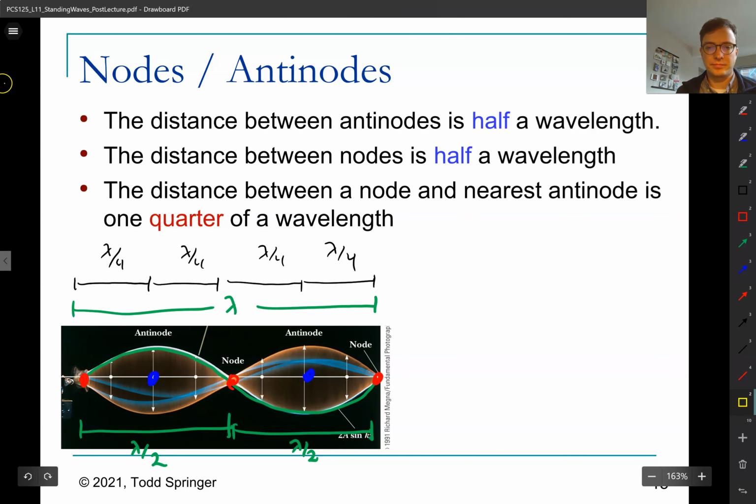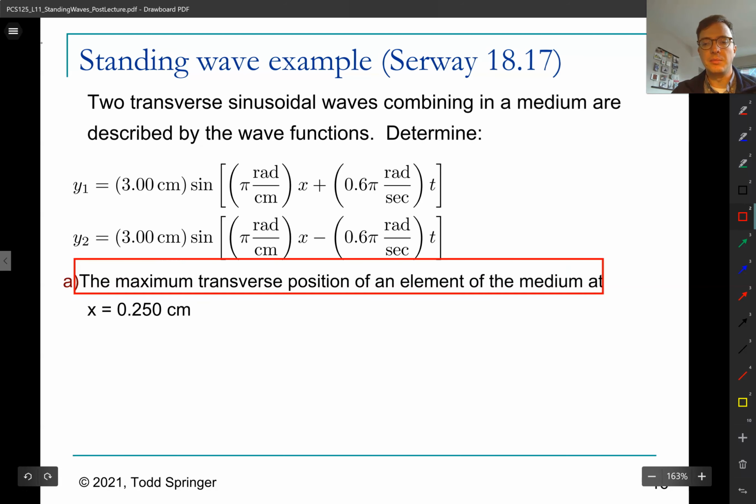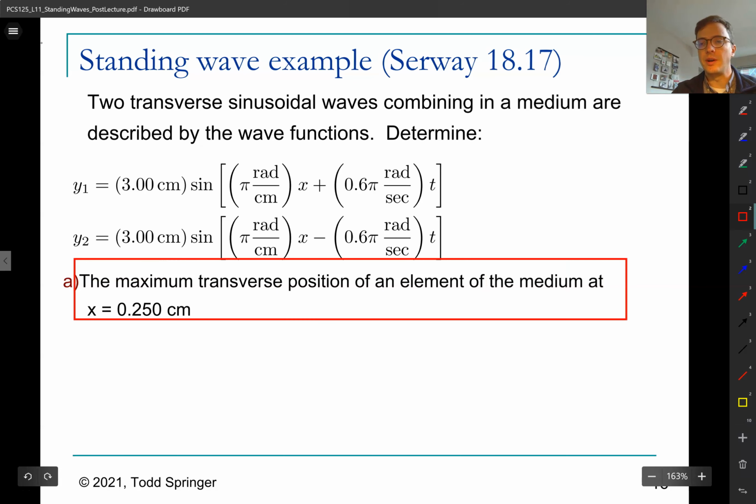Okay. Let's do an example problem. Two transverse sinusoidal waves combined in a medium are described by the wave functions shown. Determine, for part A, the maximum transverse position of an element of the medium at x equals 0.25 centimeters.